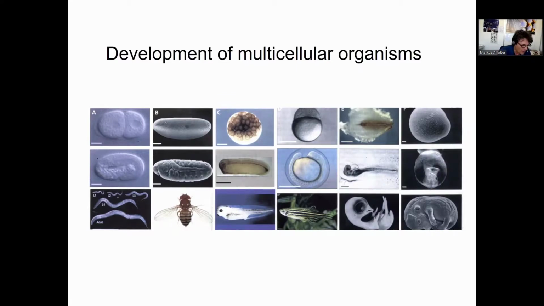So developmental biology is all about how animals develop. This is a C. elegans embryo. This is a Drosophila embryo. This is a zebrafish embryo. These are the adults. You see, they all look very different, yet they seem to have a common body plan.